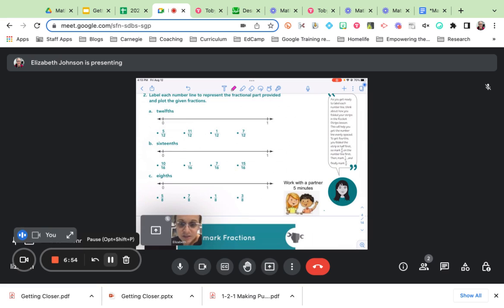So here I want you to spend 5 minutes working with a partner. Go ahead and set a timer. Pause the video, and with a timer, I want you to complete these 3 number lines in parts A, B, and C.